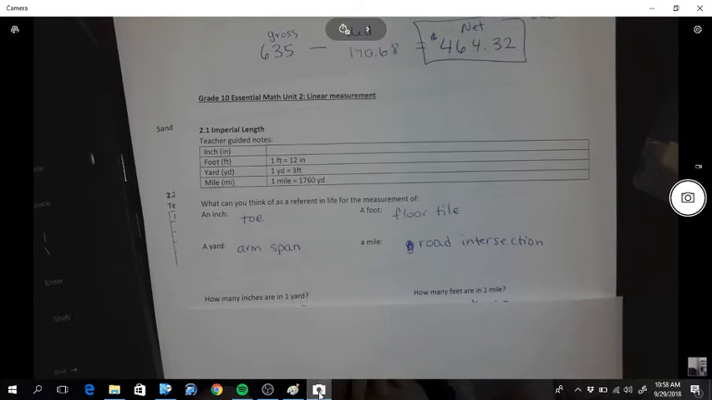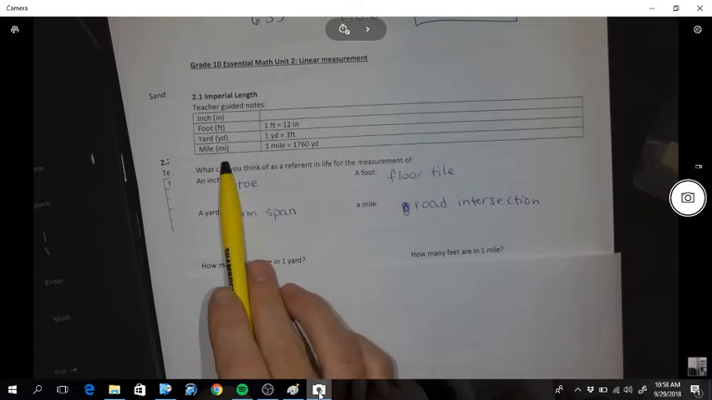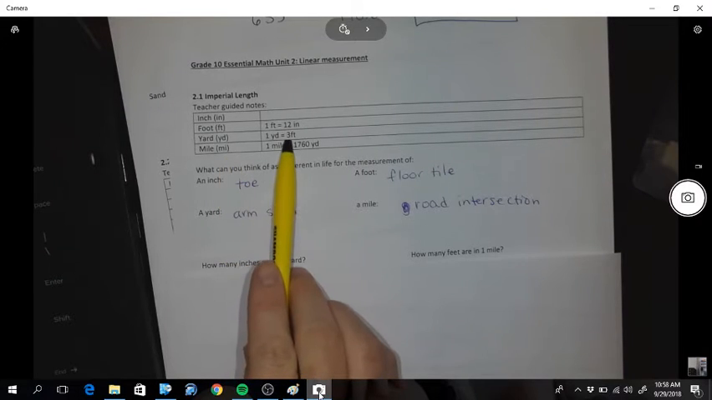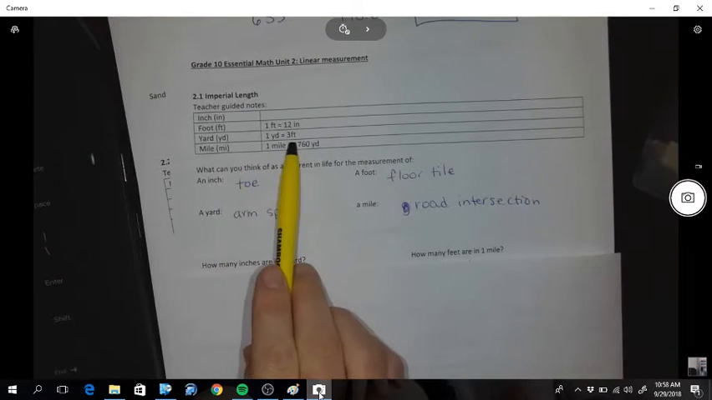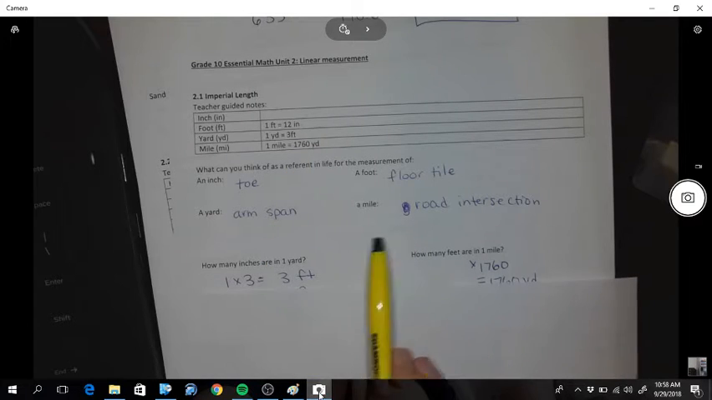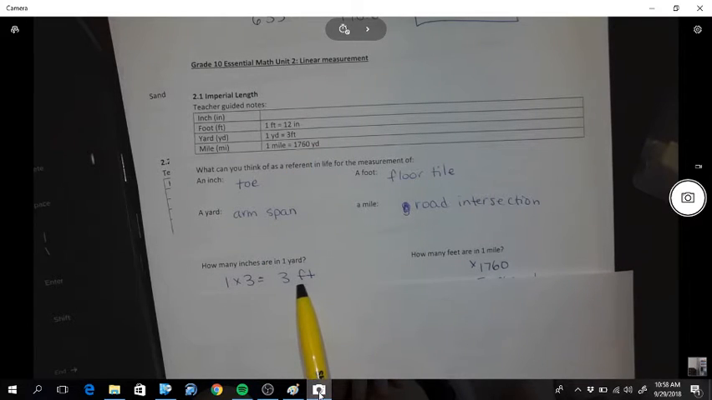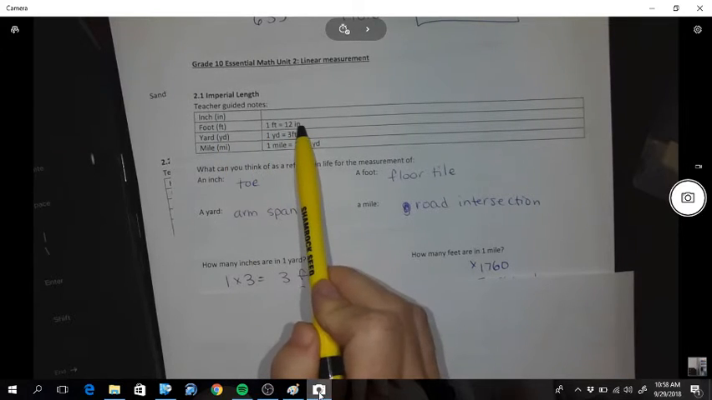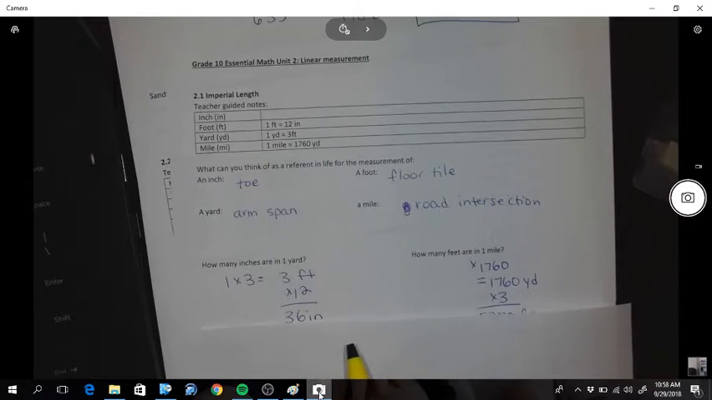Okay, so let's think now on how to convert some of these things. So how many inches are in 1 yard? So I'm going to look up here. I know 1 yard is 3 feet. So I'm going to times it by 3. So now I'm in 3 feet. So if I'm in feet, I go back up here, feet to inches. Now I have to times that by 12. So a total is 36 inches.